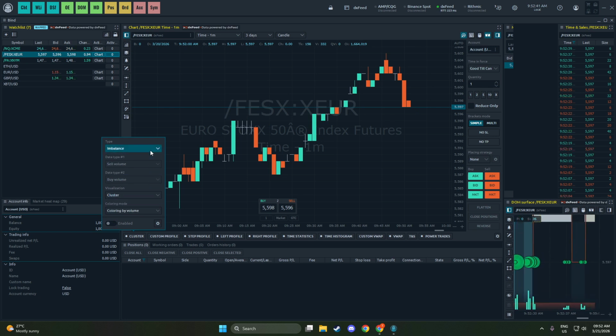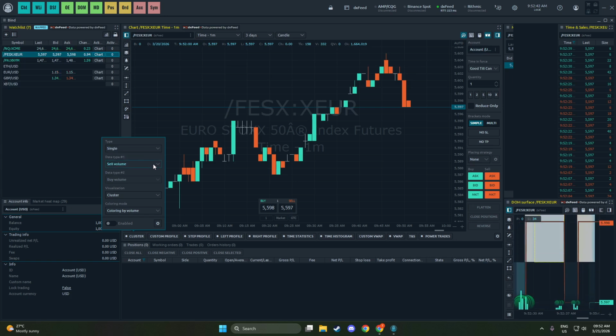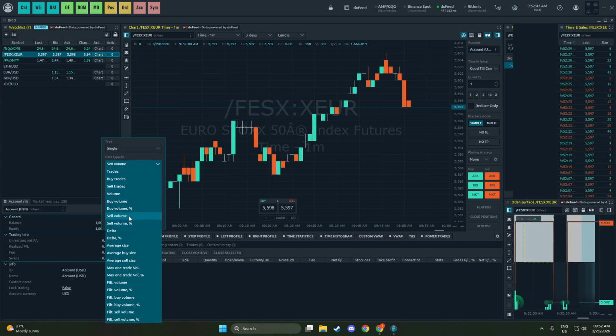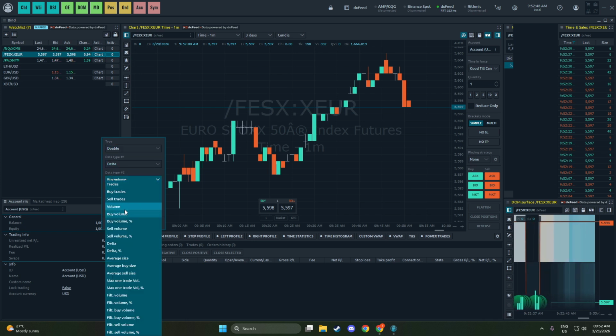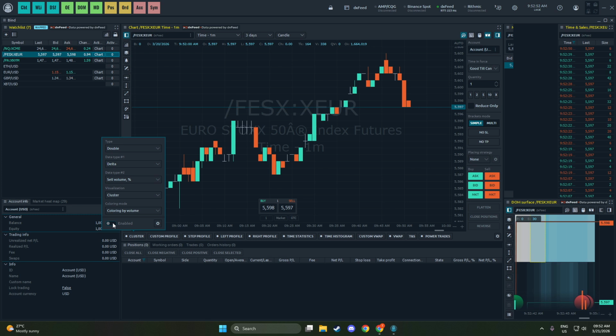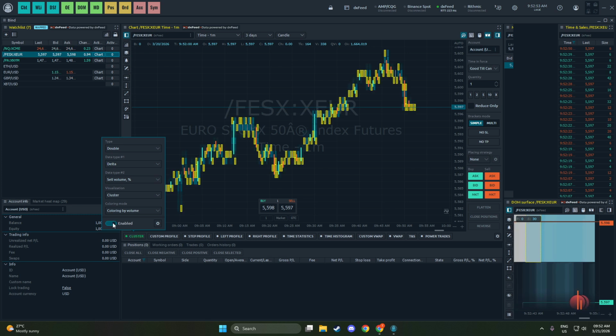Finally, use colors and settings to highlight what matters. Turn on delta heat so strong positive or negative delta glows visibly, helping you spot absorption or exhaustion. Emphasize imbalance areas so they're unmistakable when you scan the chart. Keep your color scale consistent across sessions to build intuition and avoid overly saturated palettes that can hide subtler signals.